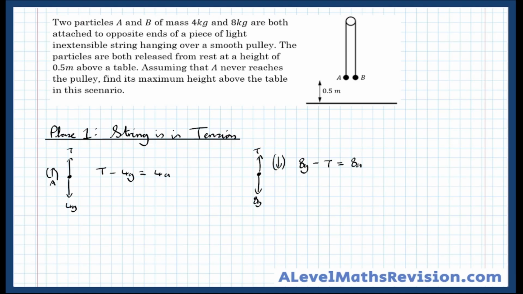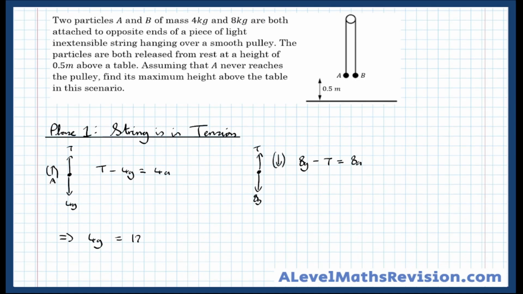So there's our two equations of motion, and that's going to allow us to find out the acceleration of the system. So now if we add those together, we get 4g, because 8g take 4g is 4g, and equals 12a. So dividing both sides by 12, I get a equals, and 4/12 is a third, so g over 3 meters per second squared. Now that helps, because now we can do SUVAT to find the speed of A just as B hits the ground.